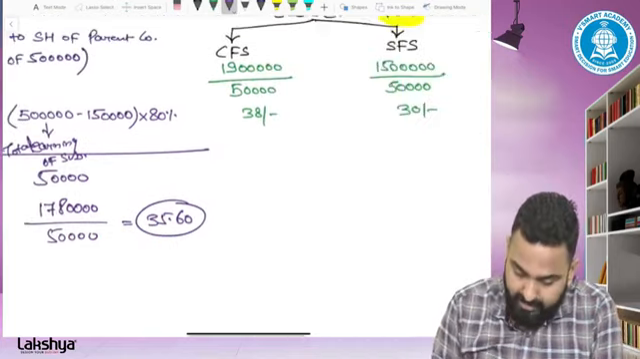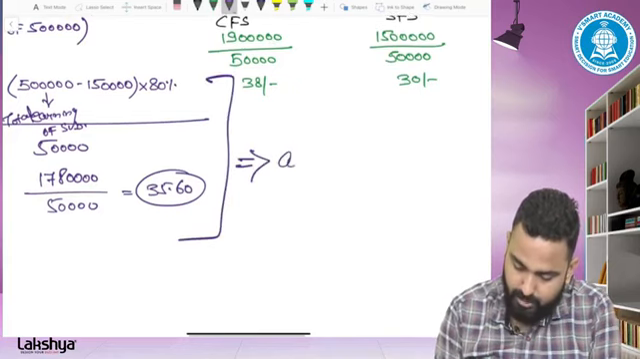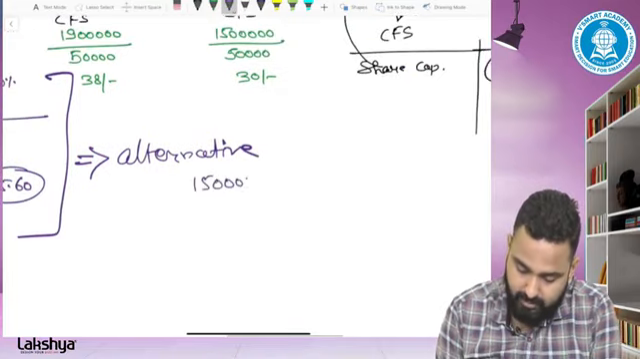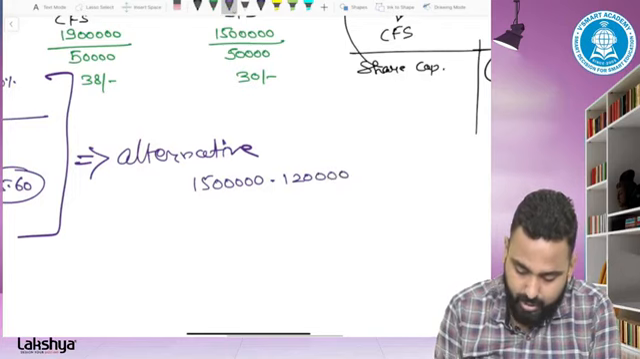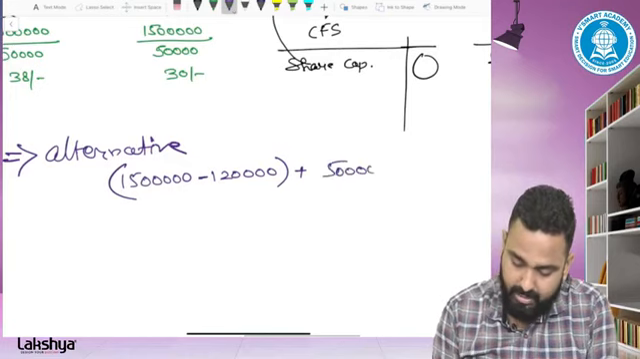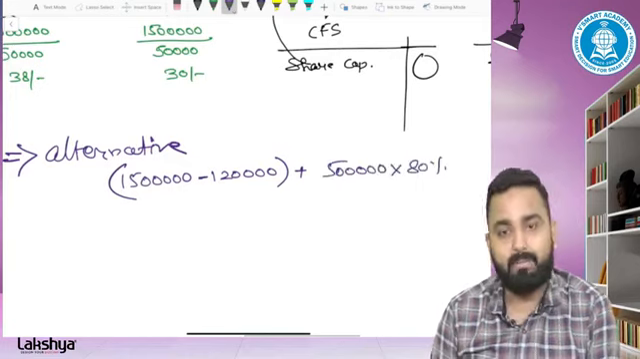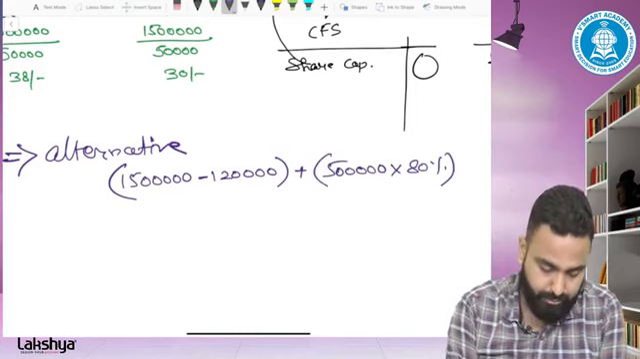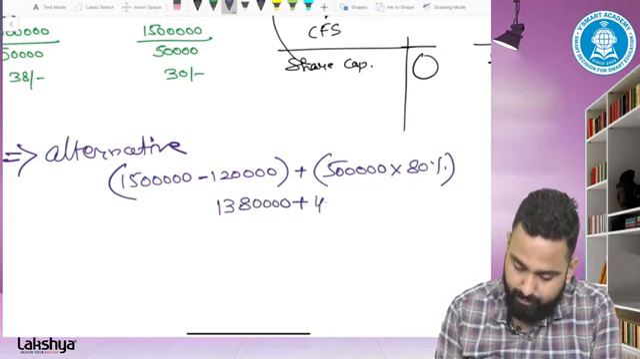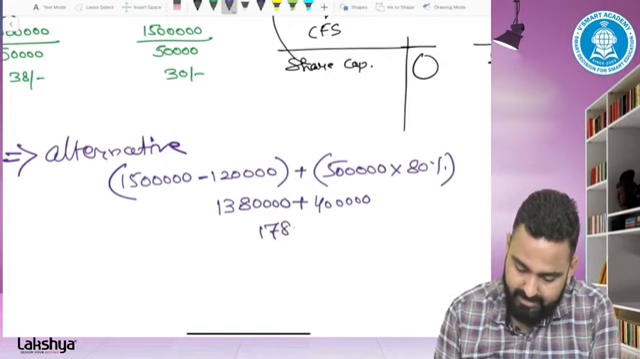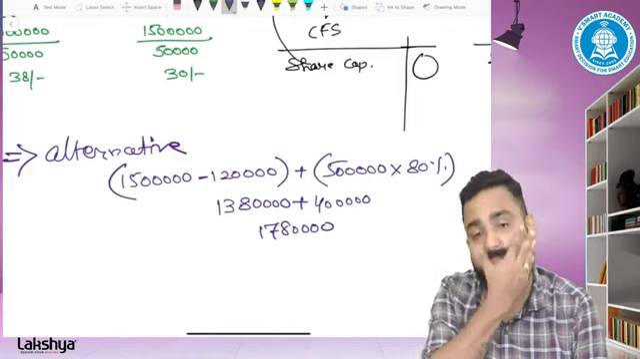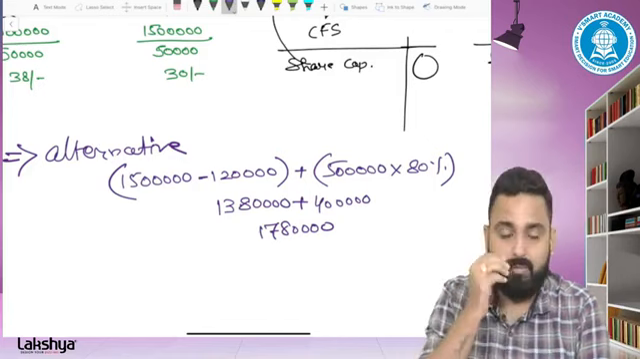Or you can take an alternative solution. 15 lakh is inclusive of 120, so I reduce it from here, plus the total earning of 5 lakh, and I am eligible for 80%. So 15 minus 1.2 is 13.8, plus 4 lakh. So ultimately it is 17.8. One and the same thing.